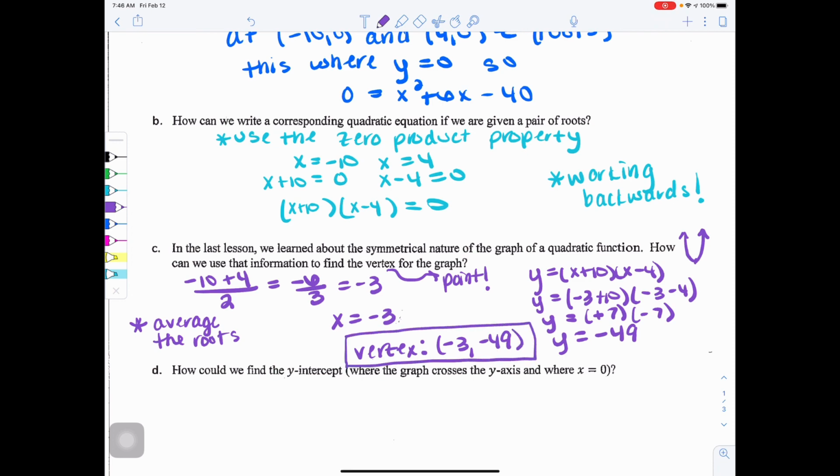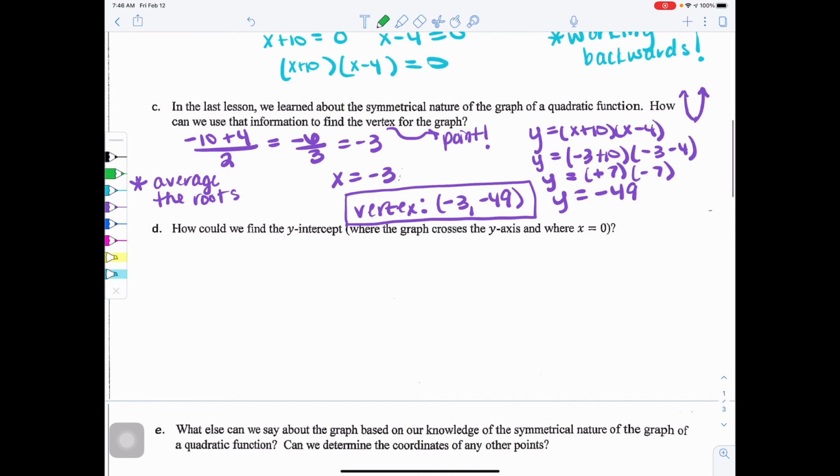Now in part D, it says, how could we find the y-intercept where the graph crosses the y-axis and x equals 0? So reminding you that a y-intercept means that the x value is 0. So we know x is 0. We have to find y. So we'll use the factored form again. X plus 10 and x minus 4 is going to be equal to y. I'm just writing it. You could have written y equals instead of equals y.